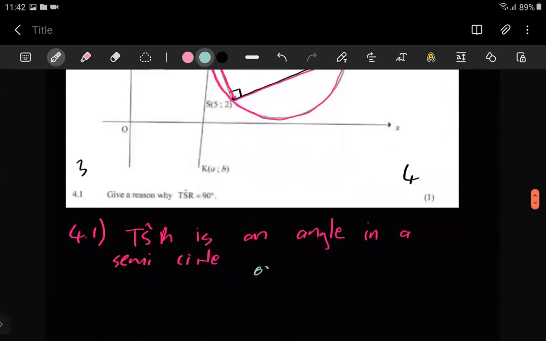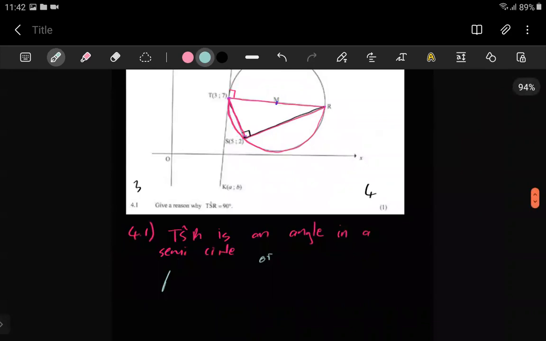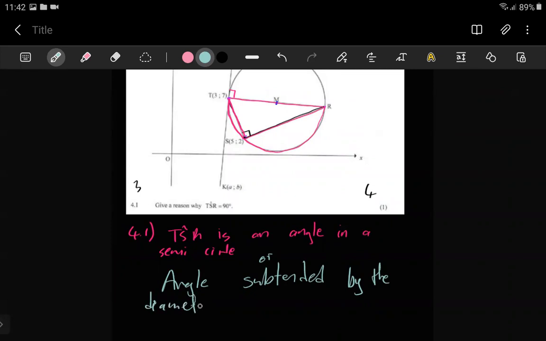You could have also said, oh, angle subtended by the diameter of a circle. You see it? I used to wonder where the semicircle was. Now that you've explained it, I see it now.